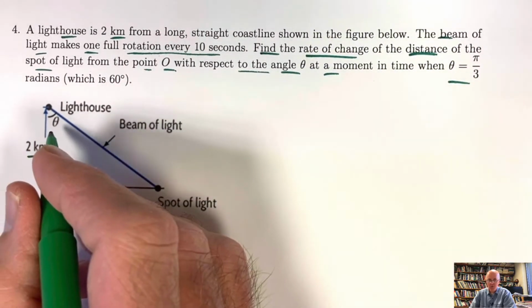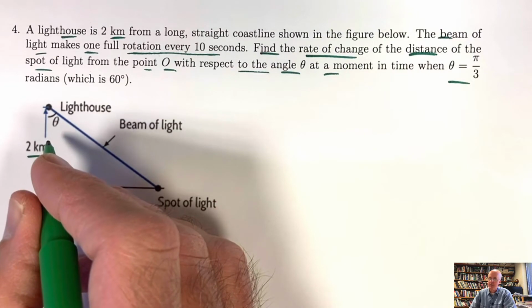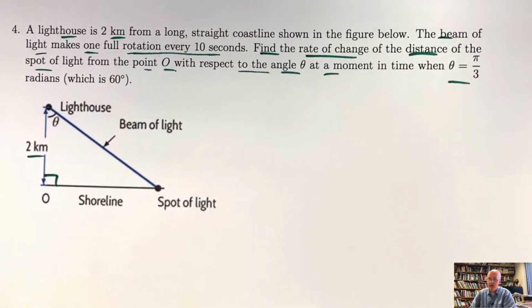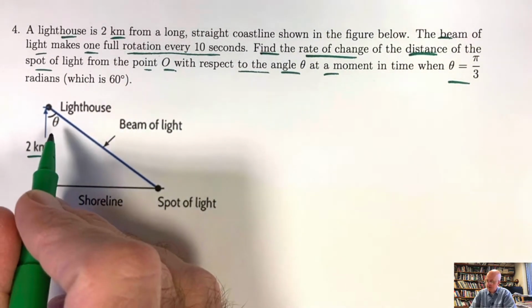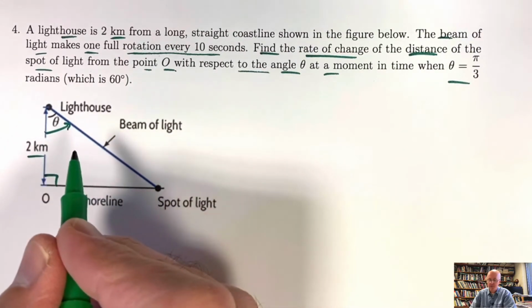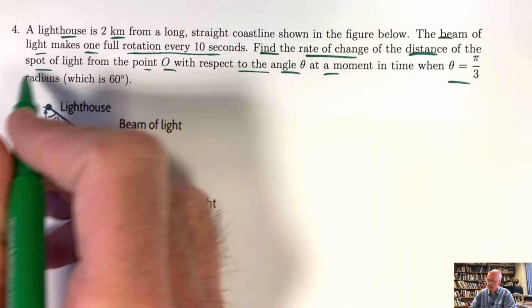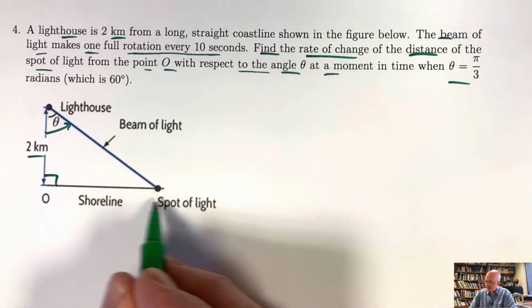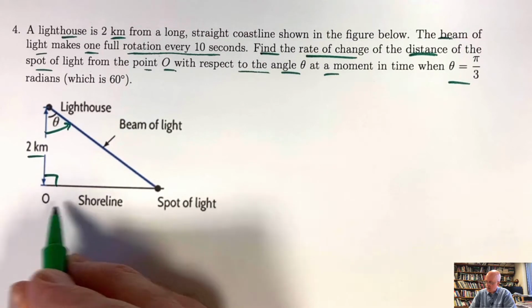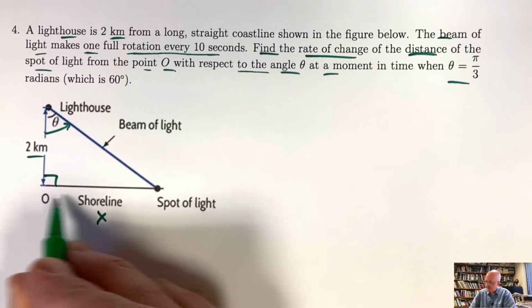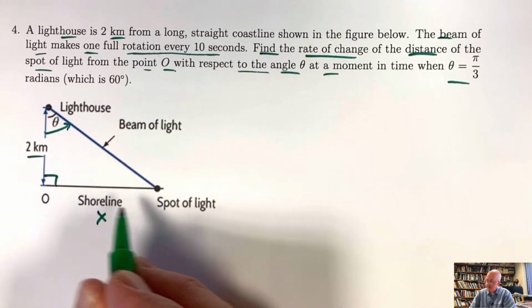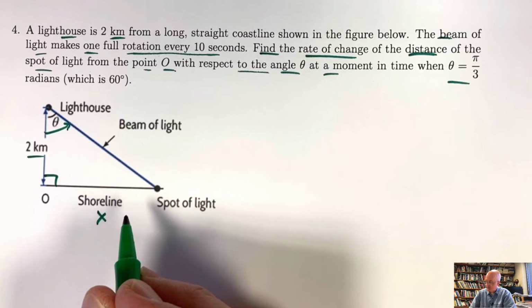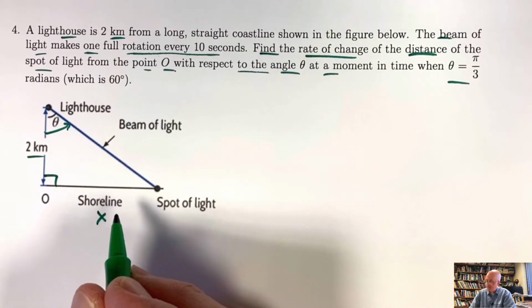Once again, don't say theta equals pi over 3. Theta is changing over time. It's increasing over time if I think of this as a positive angle direction and the rotation of the light beam being counterclockwise. We need to think about how fast is the spot of light moving away from O at that moment in time. Let's call this distance x. I can think of it either as a distance or an x-coordinate here in this picture. You would get the same answer either way.